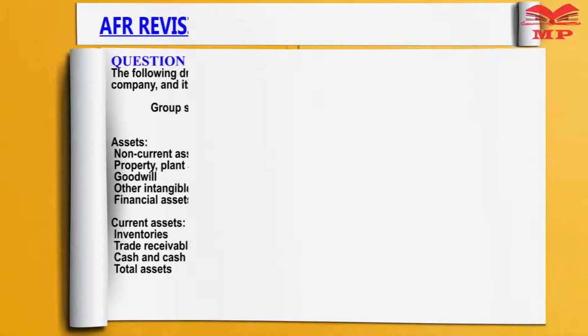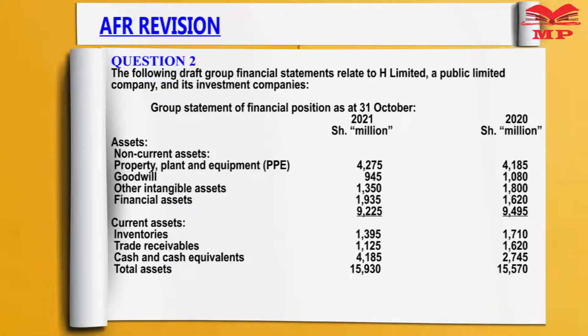It reads, the draft group financial statement relates to H Limited, a public limited company, and its investment companies. So we are given the group statement of financial position as at 31st October 2021 and 2020. What we have there is, one, the non-current assets, which include property, plant, and equipment. We have goodwill, other intangible assets, investment in associate, and then financial assets. Then we have the current assets, which include inventories, trade receivables, cash and cash equivalent.